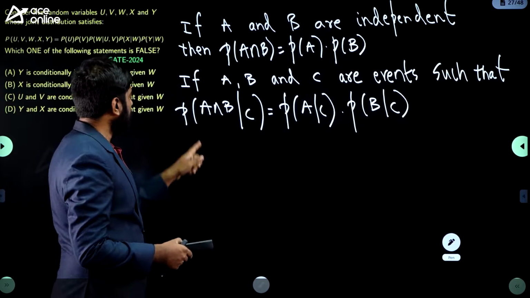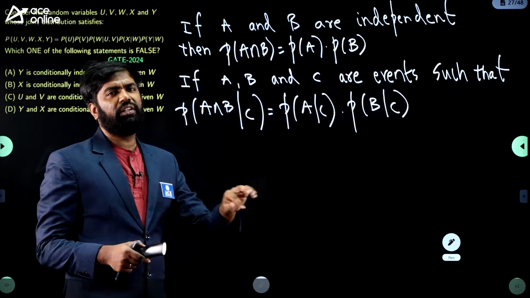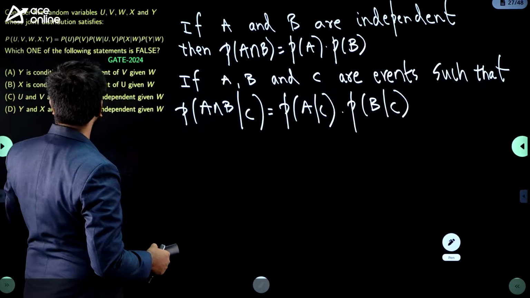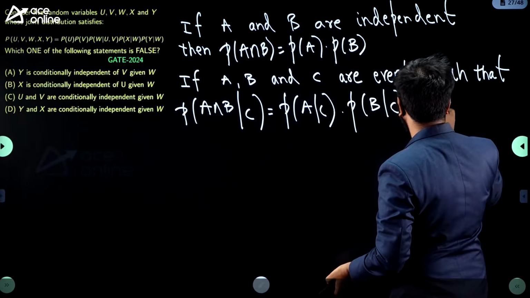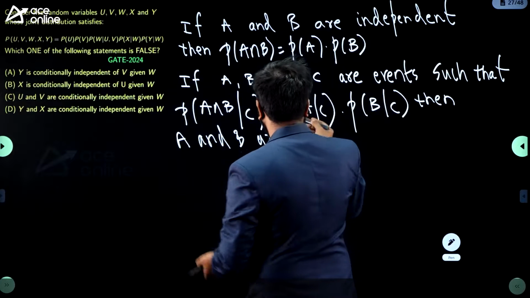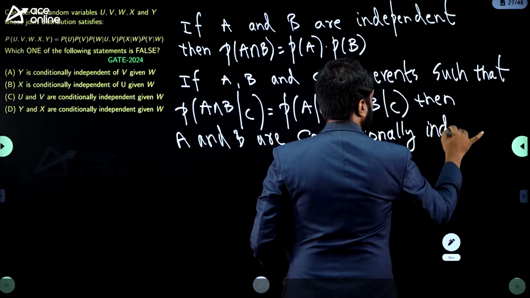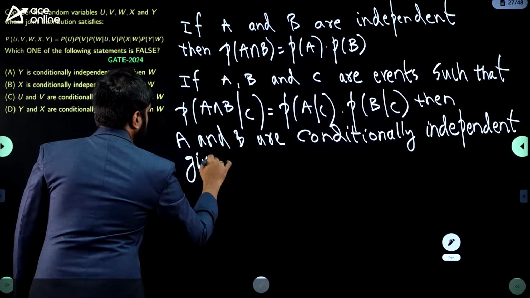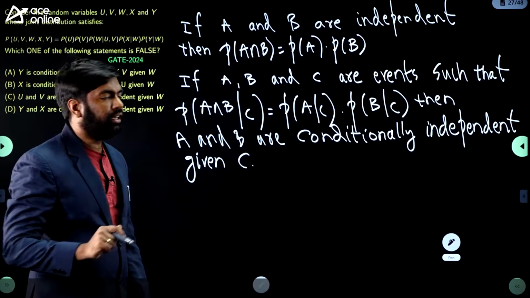Similarly, suppose A, B, C are events which satisfy this condition, that is P of A intersection B given C is equal to P of A given C into P of B given C, then we can claim that A and B are conditionally independent given C. So, let me write, if A, B, C events are such that this is equal to this, then A and B are, this is a very important idea, conditionally independent given C. This point will help you to identify the correct answer for the question.